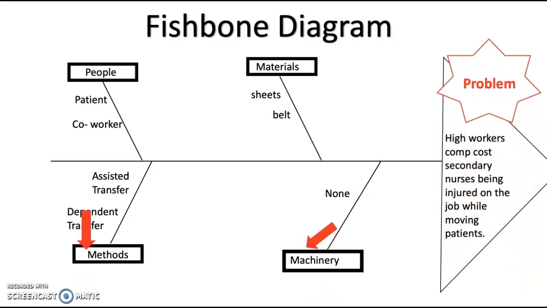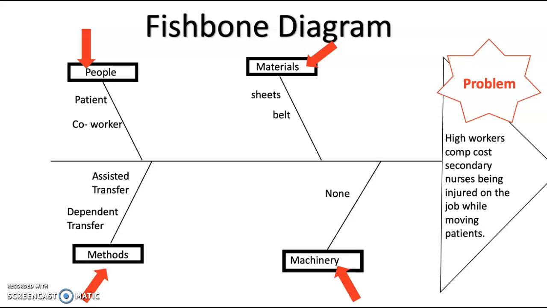The methods, what they're using is an assisted transfer with potentially a sheet or a belt, and a dependent transfer, which is solely based on the nurses utilizing each other and coworkers. Machinery. Currently, the hospital has no machinery to be utilized.